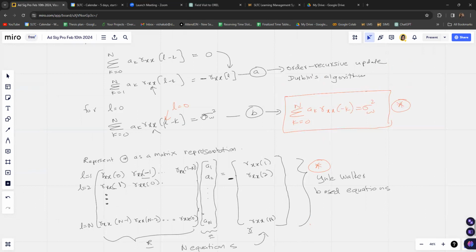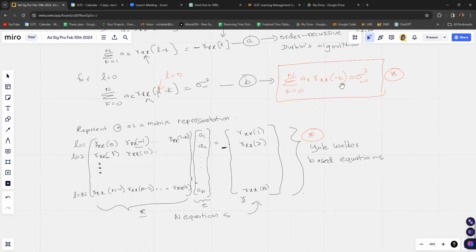Also, this equation that we earlier derived as B can be simplified into this form where we make L equal to 0, and we can write that relationship like this. So this equation also can be used as support to find these unknown variables.